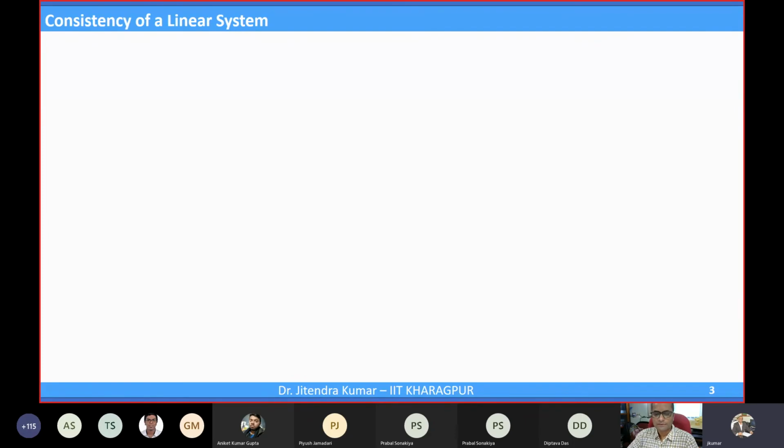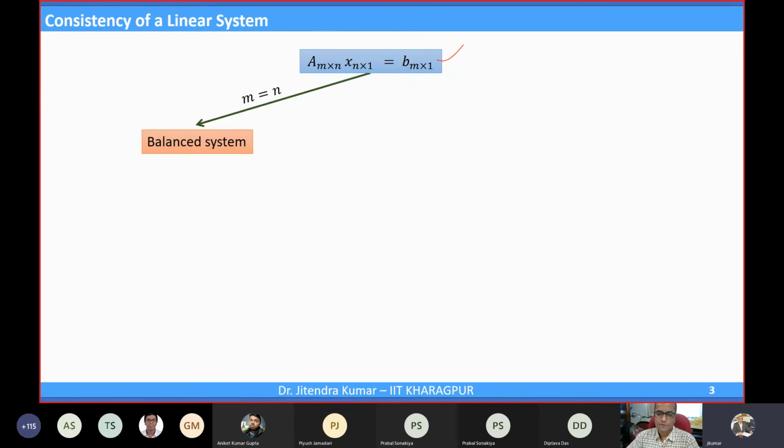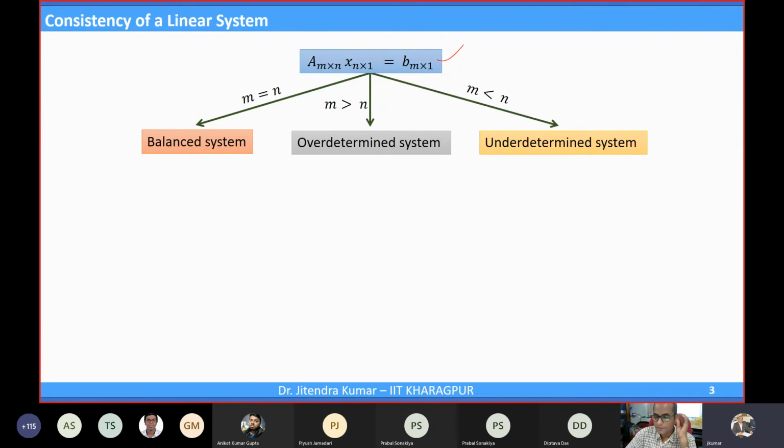Well, so we start with the consistency. Just to recall, you already have the idea, you know what the consistency of a system of linear equations is. So if we have a system of linear equations, A m cross n, x n cross 1 and b m cross 1, a general system, just for your knowledge, I have just considered this. So when m is equal to n, we call this a balanced system. When m is greater than n, it is called an overdetermined system. And when m is less than n, it is an underdetermined system.